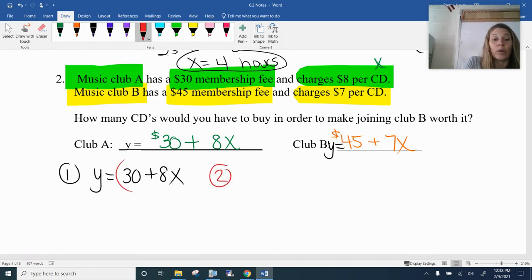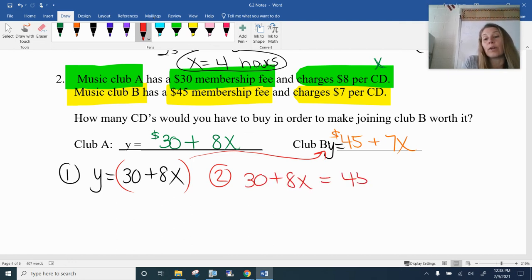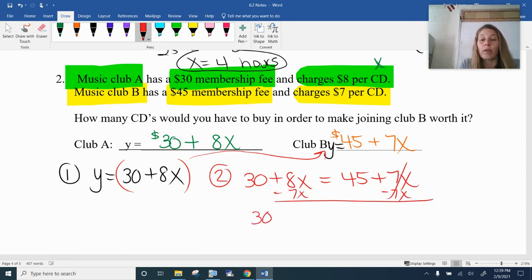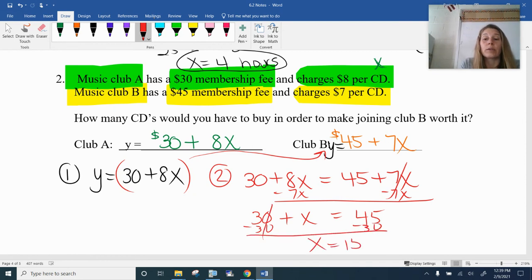Then step two, we're taking this 30 plus 8x and plugging it in for that y. So then we have 30 plus 8x on one side of the equal sign and 45 plus 7x on the other side. Now we just solve for x. Bringing all my x's to one side of my equation, 30 plus x equals 45. Bringing my constant to the other side, subtracting 30, I get x equals 15, and that would be 15 albums or CDs or whatever.